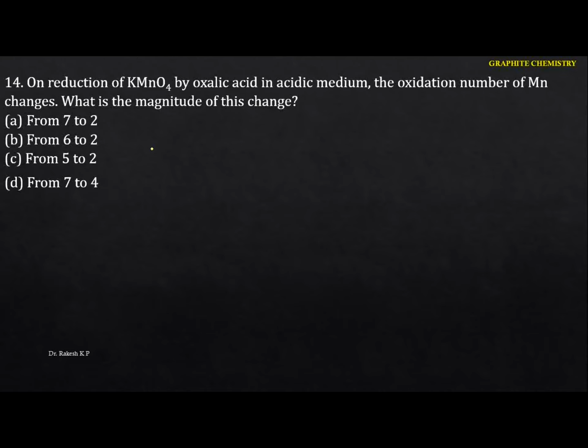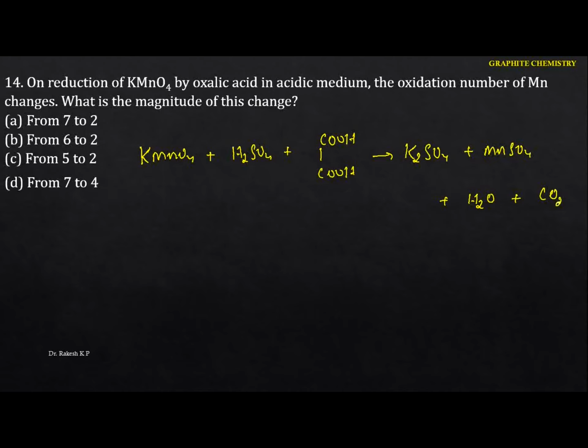Just go to this one here. Let me write the particular redox reaction. Potassium permanganate, especially in the acidic medium, so let me take sulfuric acid, reacts with oxalic acid, that is COOH, here also COOH. This gives the byproducts: potassium sulfate, manganese sulfate, water, and also there is a liberation of carbon dioxide.